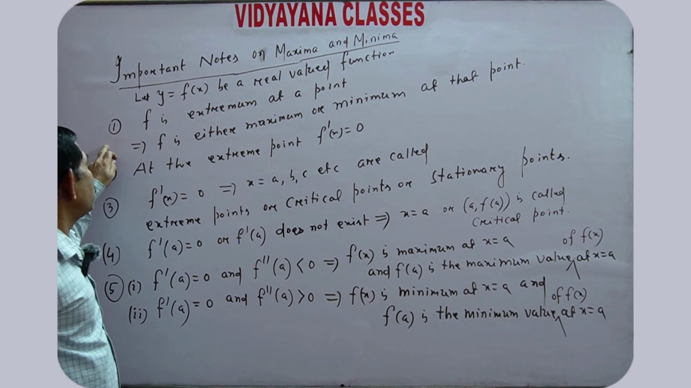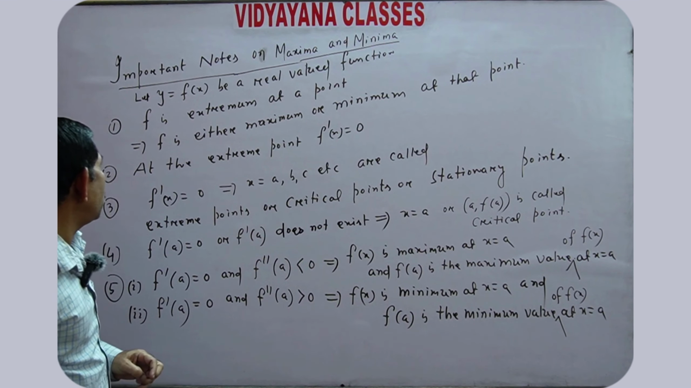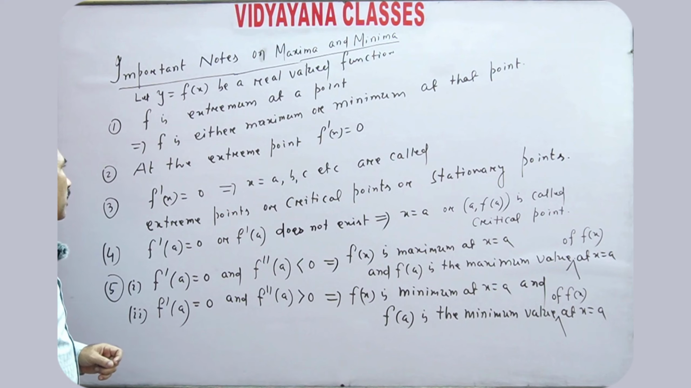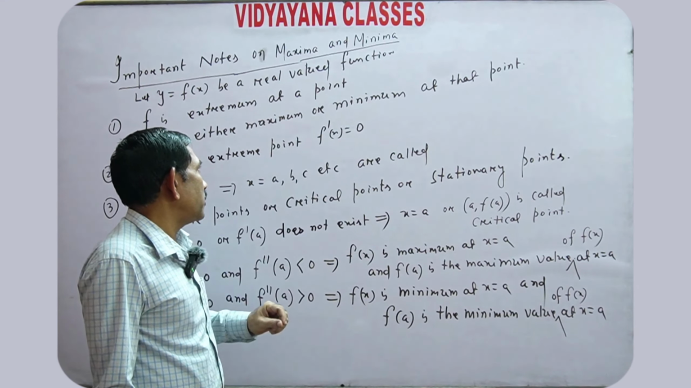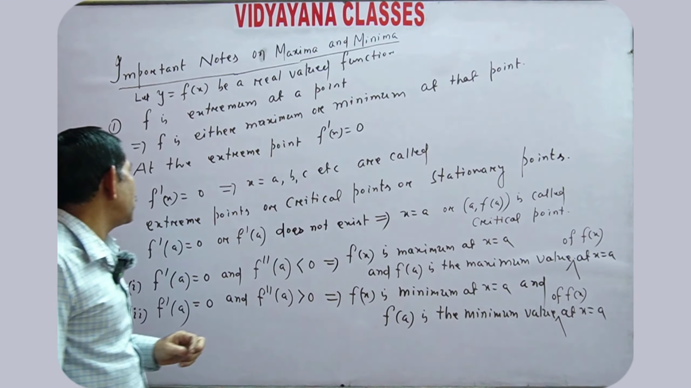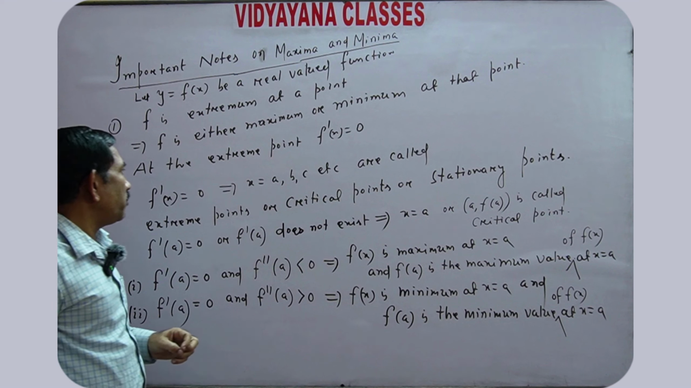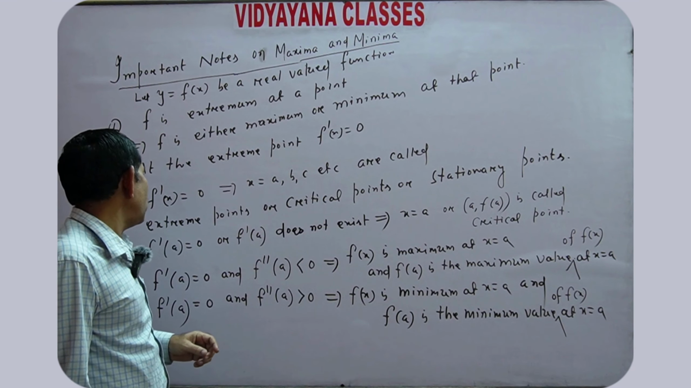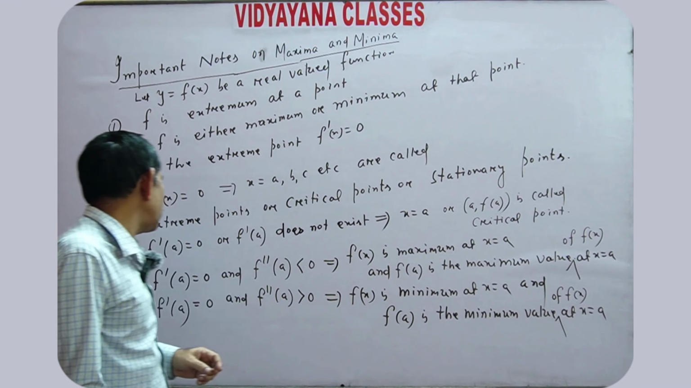First point, f is extremum at a point. That implies f is either maximum or minimum at that point. At the extreme point, the derivative is equal to 0. That means f'(x) equal to 0. Third point, f'(x) equal to 0 implies x equal to a, b, c, etc. are called extreme points or critical points or stationary points.